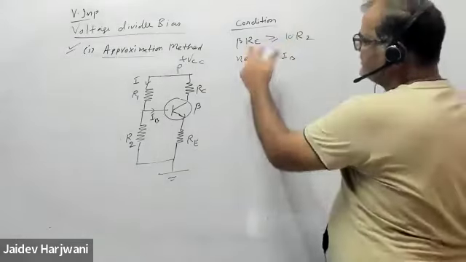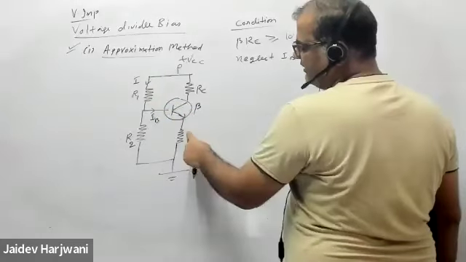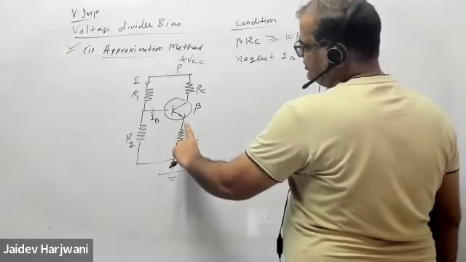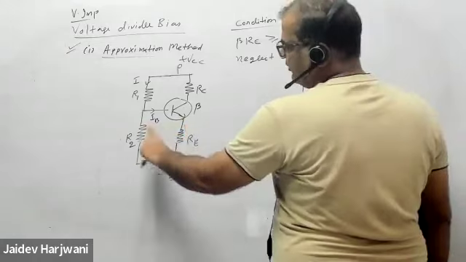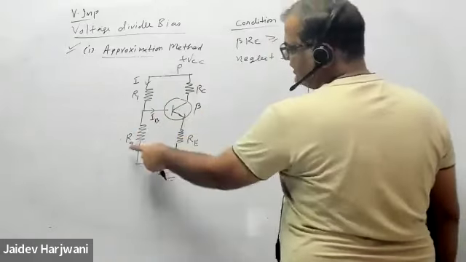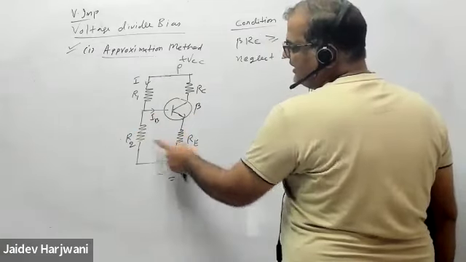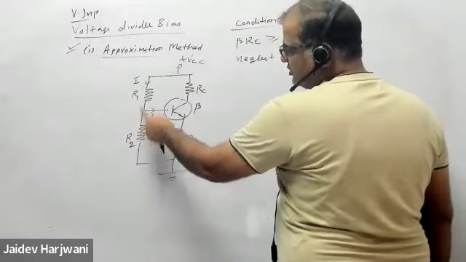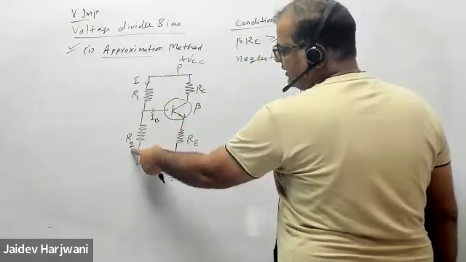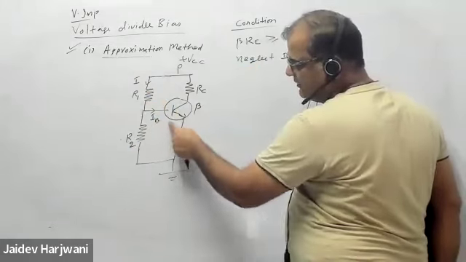If this beta RE is greater, because always here IB beta RE will come, we always write beta RE into IB. Now if this drop is more compared to this drop, if beta RE is higher than 10 R2, we say the IB coming here is almost negligible compared to the current going here. If this condition is satisfied, we assume all the current is going here, because of this beta RE resistance, the current coming here will be very negligible.